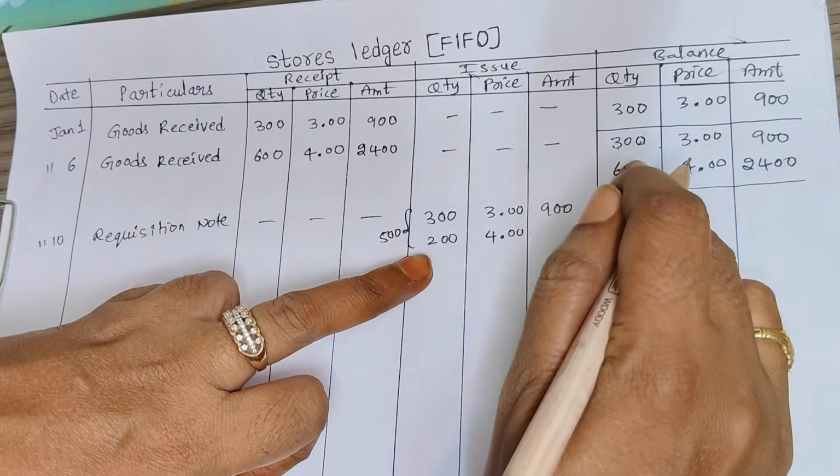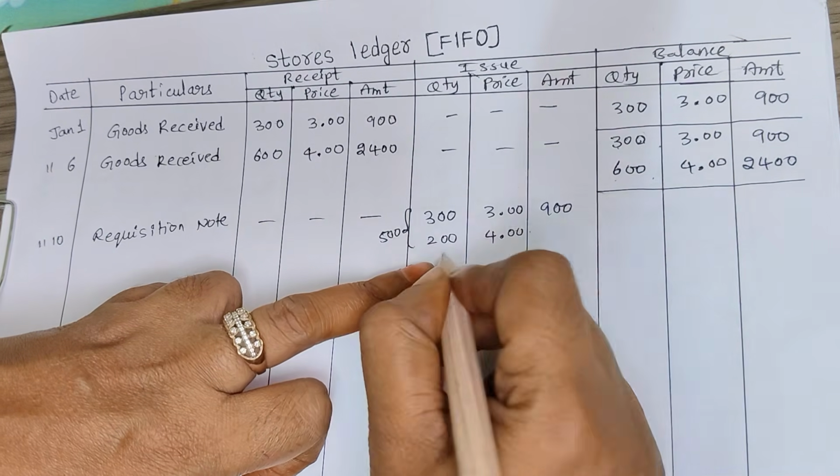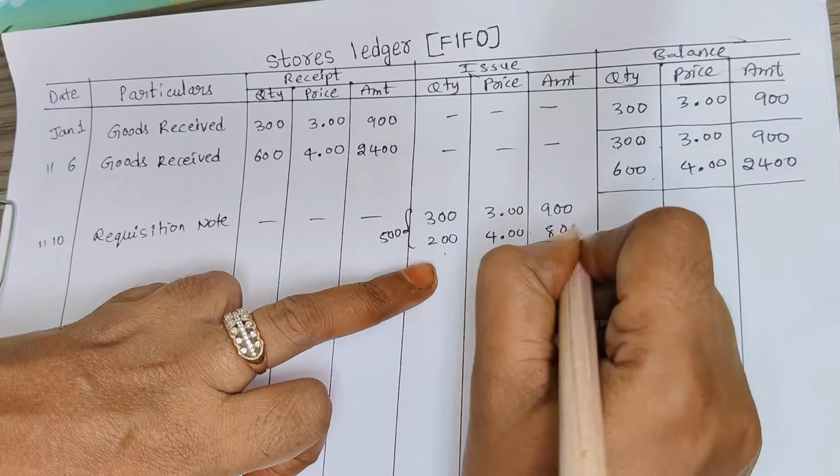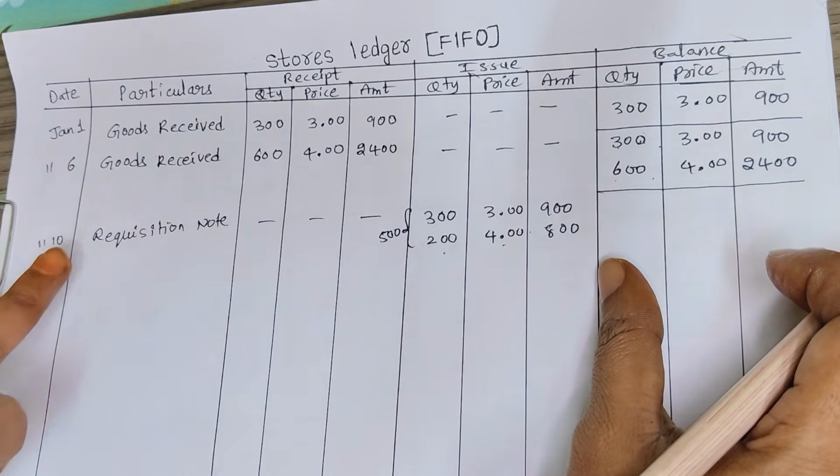Since we took it from the 600, whatever the price of that lot is, we must use that price at the time of issue. Okay, 200 into 4, how much? 800.